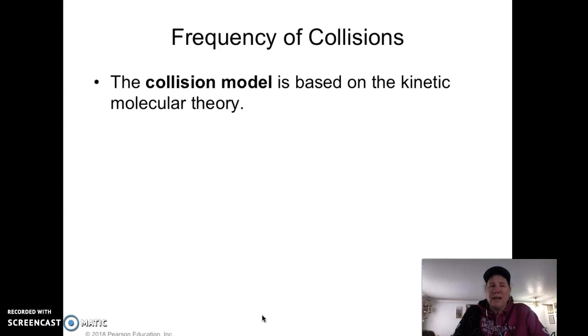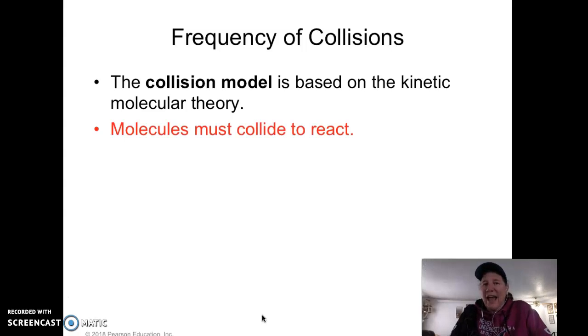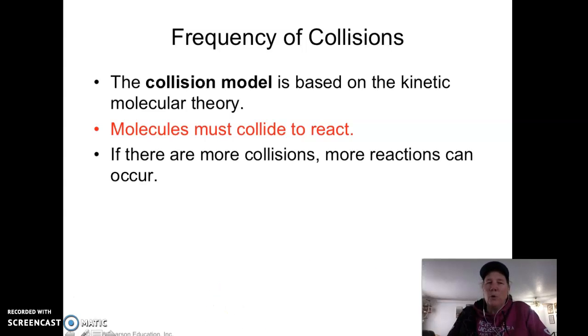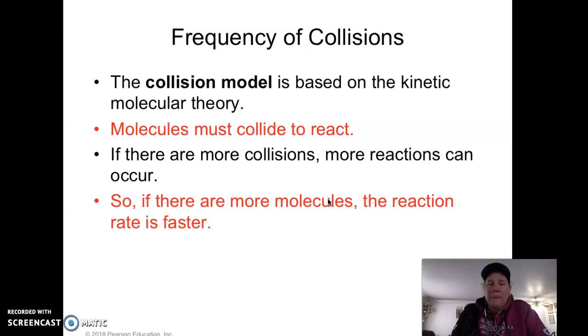Okay. When we talk about frequency of collisions, the more they collide into each other, the more they react with each other. And gases, of course, do this the best because they're moving the fastest, so they're going to smash into each other more. Molecules have to collide to react. If they're not banging into each other, then they're not reacting, and you've got nothing going on. So the more collisions you have, the more reactions are going to occur. That's what you want to happen. That's why when you increase temperature, that happens, because they're moving faster, so they're going to bang into each other more. If there are more molecules, the reaction rate is faster.